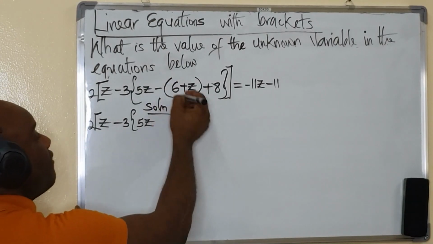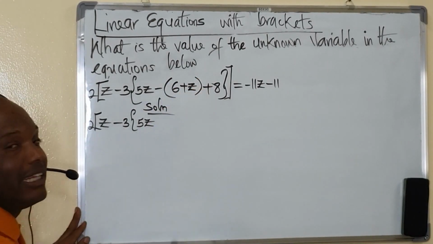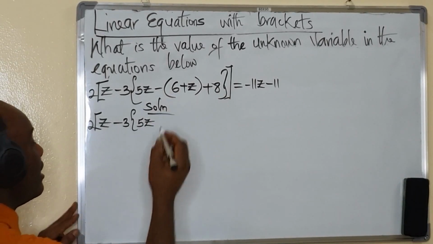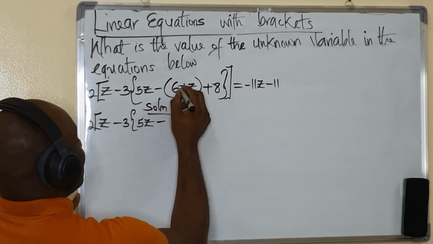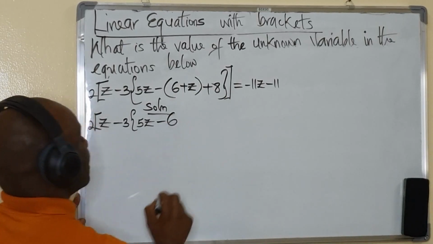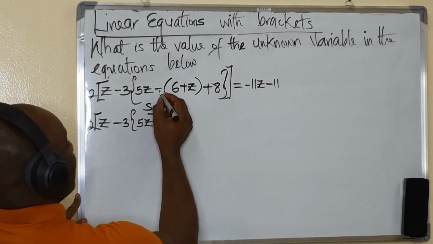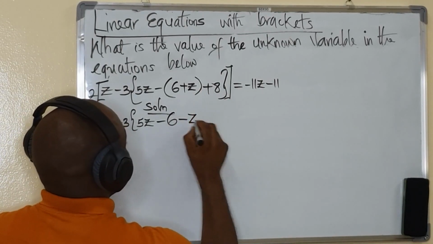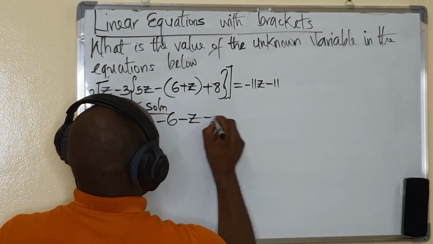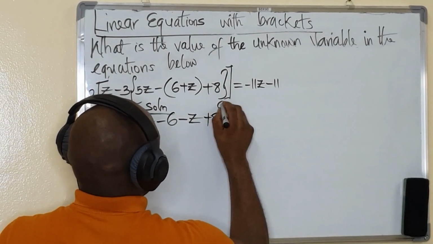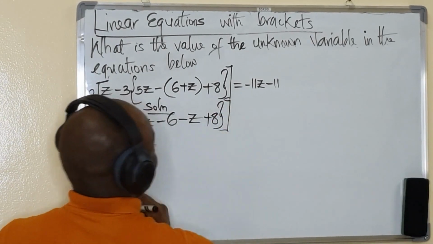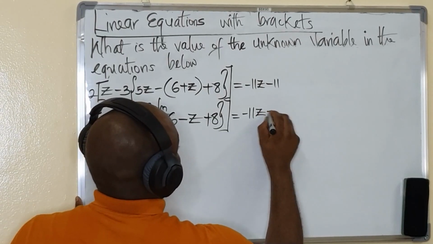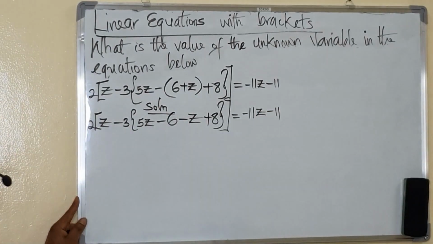Hence, we are multiplying the numbers and variables inside this bracket using -1 because we have a negative sign outside. Hence, -1 times 6 gives us -6. And -1 times z gives us -1z or -z. So we proceed. Plus the number 8, close your curly bracket and then close your big bracket is equal to -11z minus 11. The first stage is done.